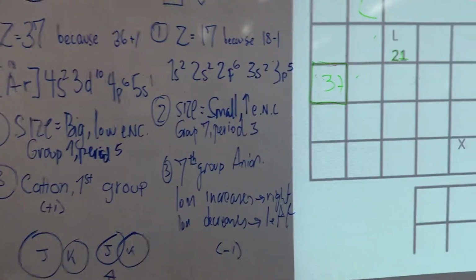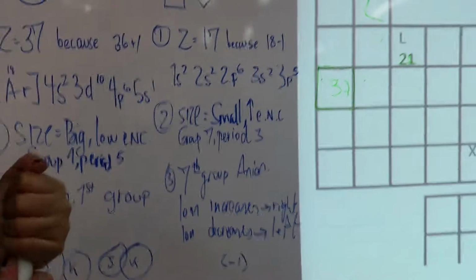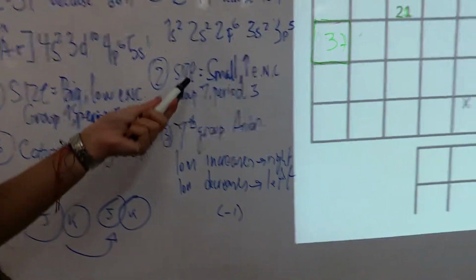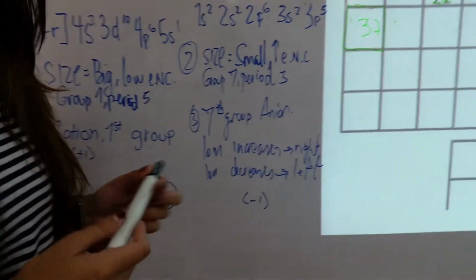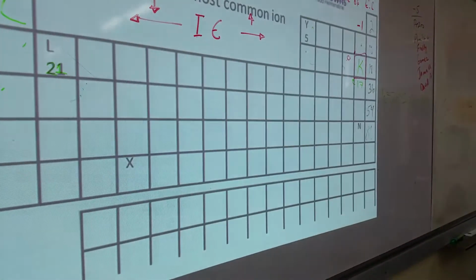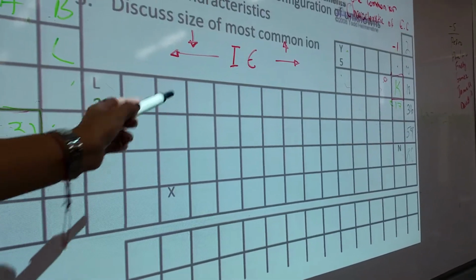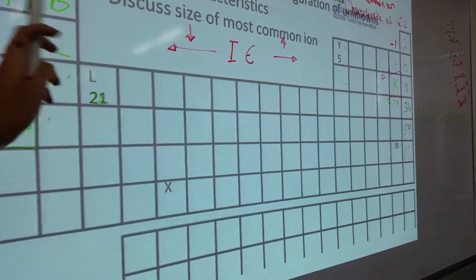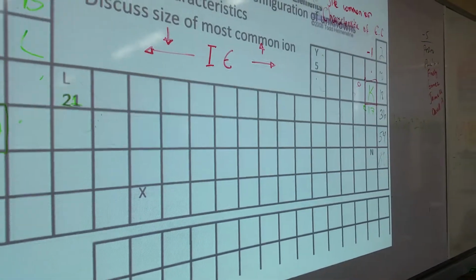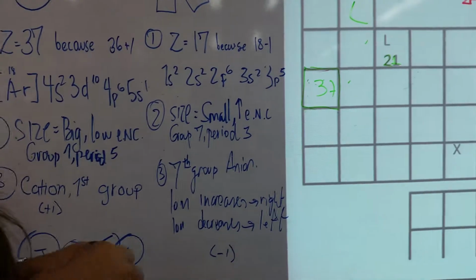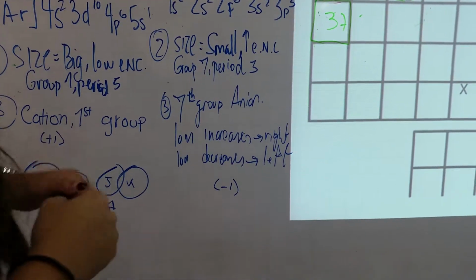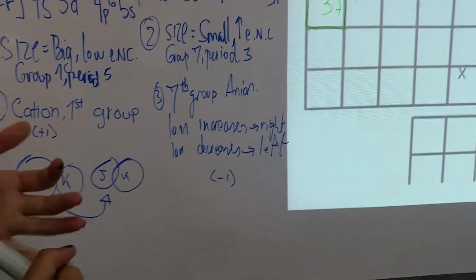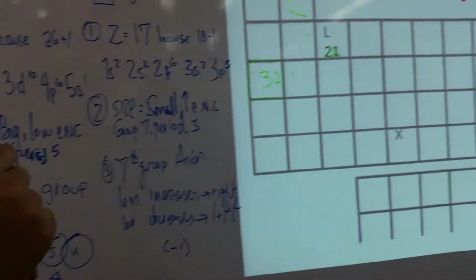Then the second one, some characteristics we encountered was that K's size is going to be small and it's going to have a high effective nuclear charge because, as you can see in the periodic table, K is in group 7 and period 3, which means that its effective nuclear charge is greater and its size is small. It's going to have 3 shells. And then lastly is the size of the most common ion. It's in the 7th group, so it's going to be an ion of -1.